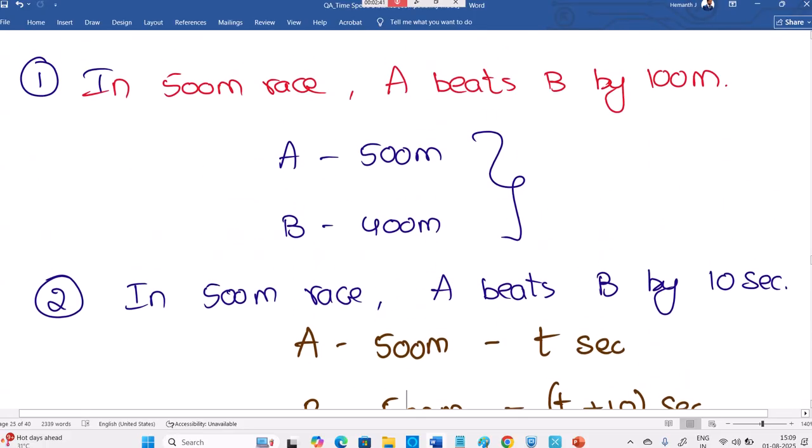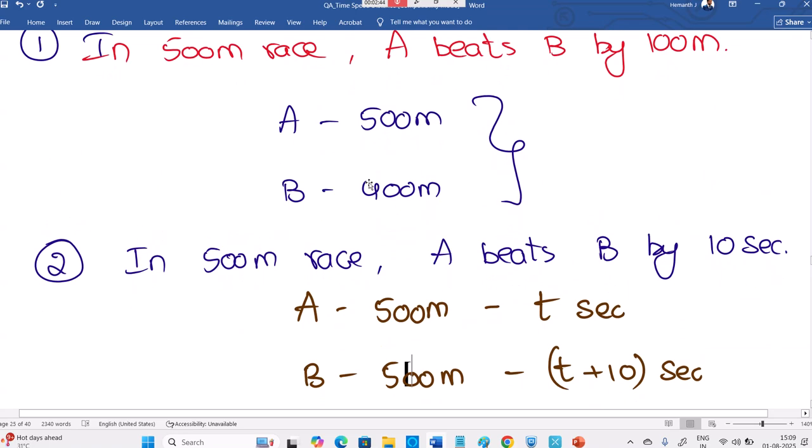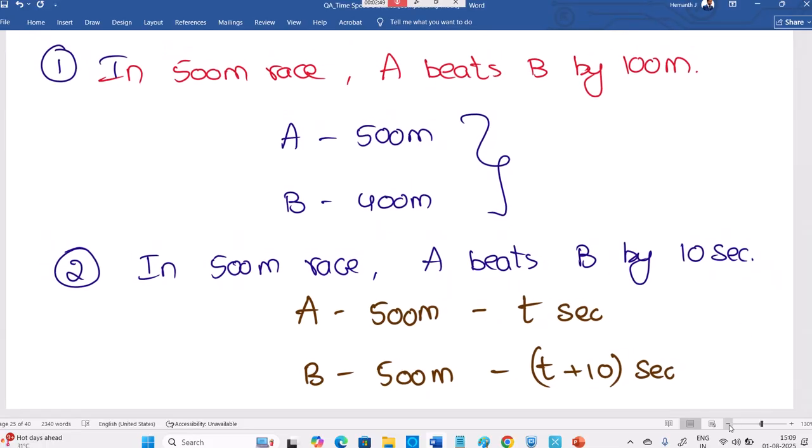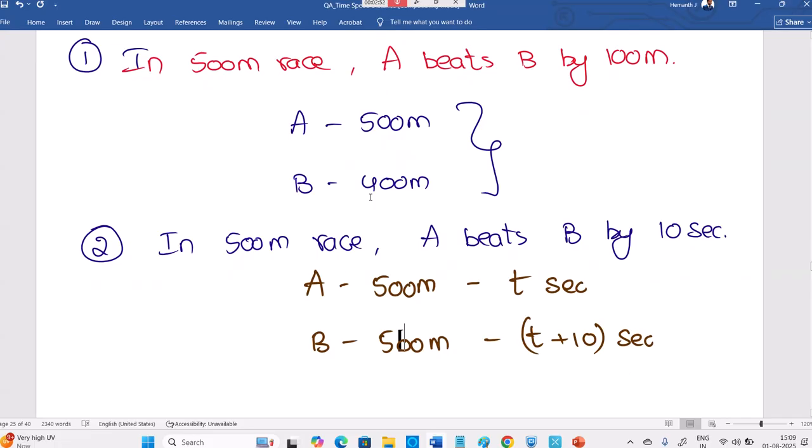First one, from the distance point of view: in a 500-meter race, A beats B by 100 meters. That's the meaning: A completes the race at 500, B is at 400. Next one, in a 500-meter race, A beats B by 10 seconds: when A completes 500, B also completes 500, but B takes 10 seconds extra. Then we can give the statement A beats B by 10 seconds. That extra 10 seconds we can claim. I hope you understand these two. Note them down, then we'll go for the other statements.